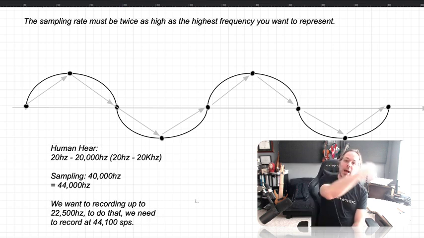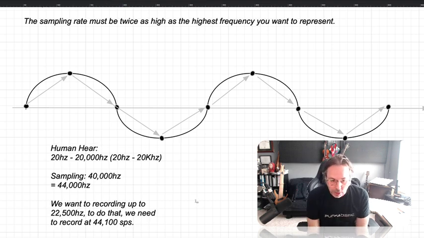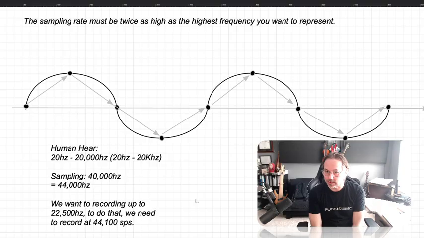So back to our other question. What happens if we increase our sampling rate? It doesn't necessarily mean that we're recording at a higher fidelity. It means that we can record higher frequencies.